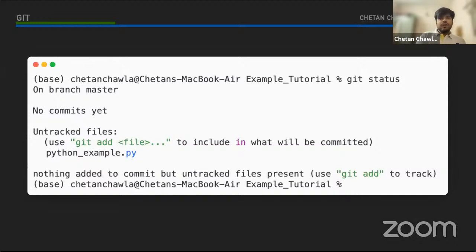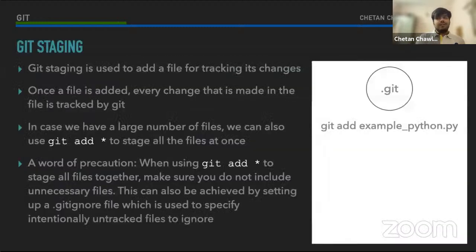So what I want to do is also given in the hint. I want to stage these changes so that they can be tracked by Git. That can be done using the command git add and then the file name. So I'll go ahead and do this. And this process is called staging.